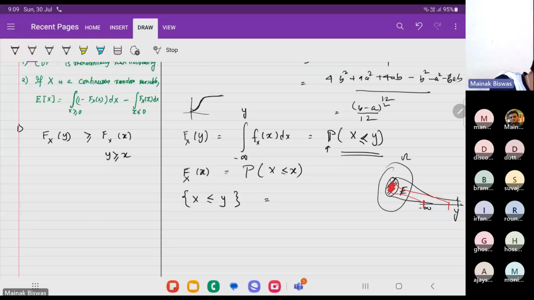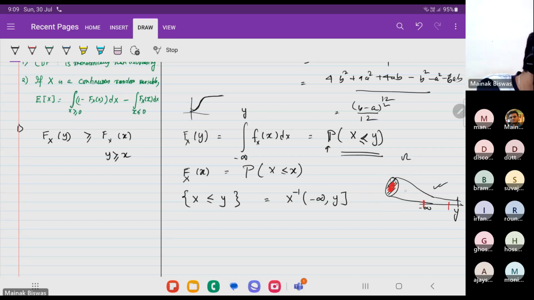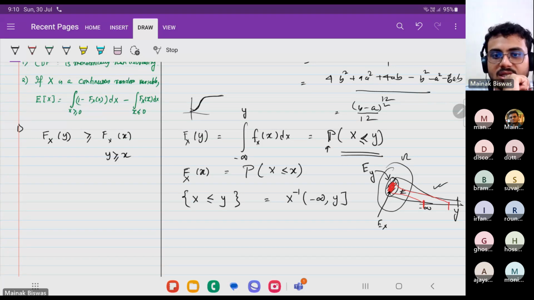I told you how many times, this is my X inverse of minus infinity to y, right? The entire set will be there, X inverse of y. So you remember this picture, right? Yesterday only we finally discussed and everybody was happy with it. So let us write the top set as E of y and this set as E of x. Yeah, tell me. So X, your random variable taking a value less than y, what does it mean? Which events are they mapping to?